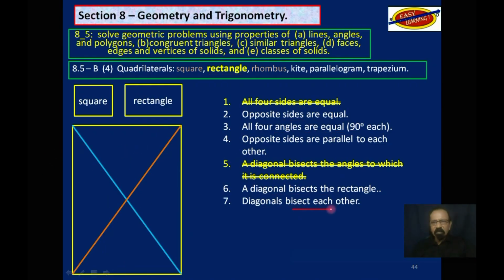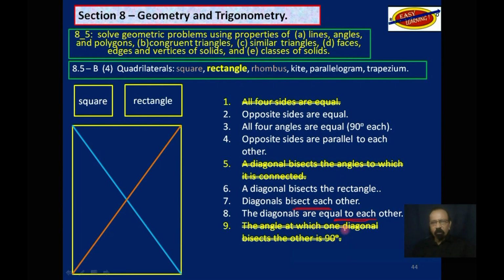The diagonals bisect each other, which was also valid for the square and the rhombus. The diagonals are equal to each other. Now, the angle at which one diagonal bisects the other is 90? No. This angle here is not 90. That was valid for the square and the rhombus, but it's not valid for the rectangle.